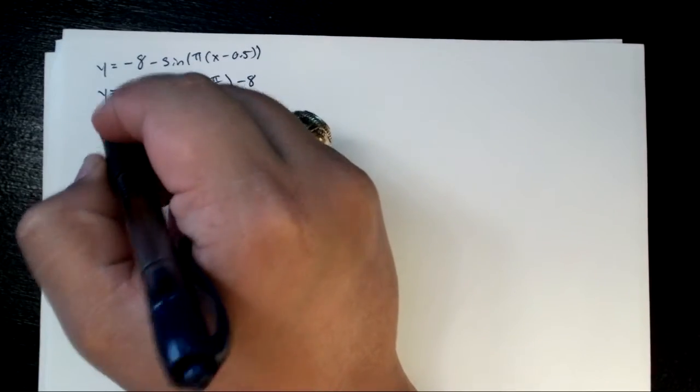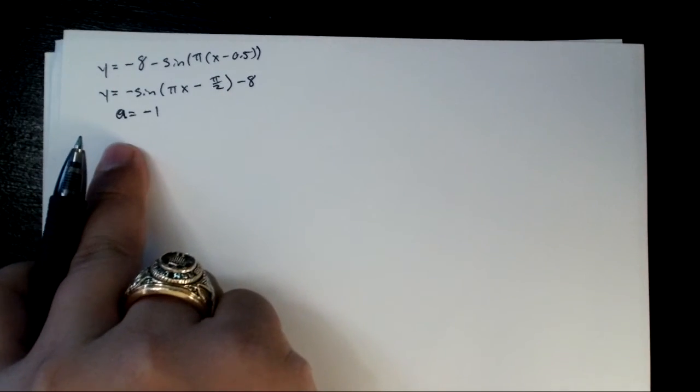So let's label out all of the pieces that we have. We know that our A piece is going to be equal to, in this case, -1.